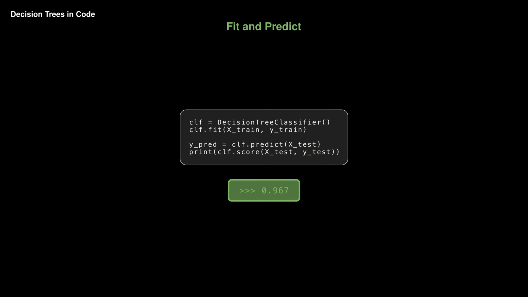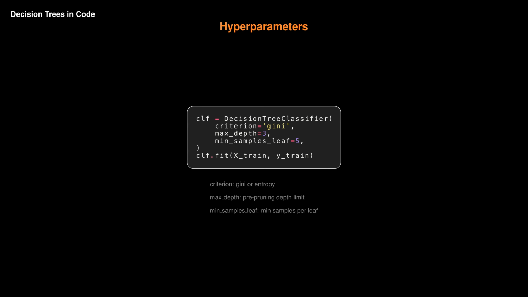Now let us tune. The key hyperparameters are max depth, min sample split, min samples leaf, and criterion. Criterion can be Gini or entropy. Let us set max depth to 3 to prevent overfitting, and min samples leaf to 5. We refit and check. A shallower tree might sacrifice a tiny bit of training accuracy, but it generalizes better.